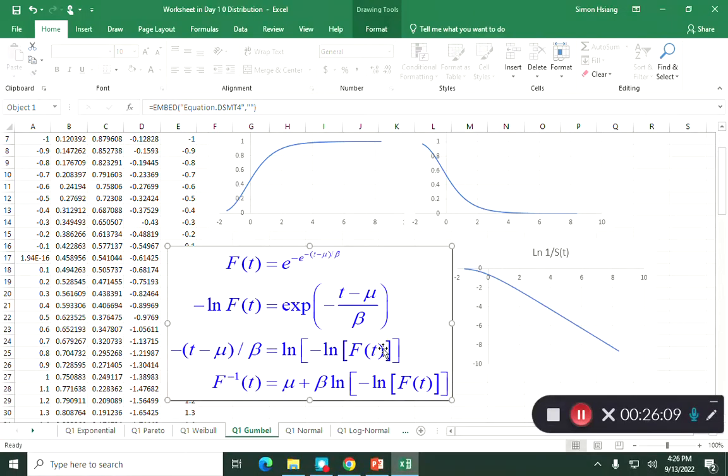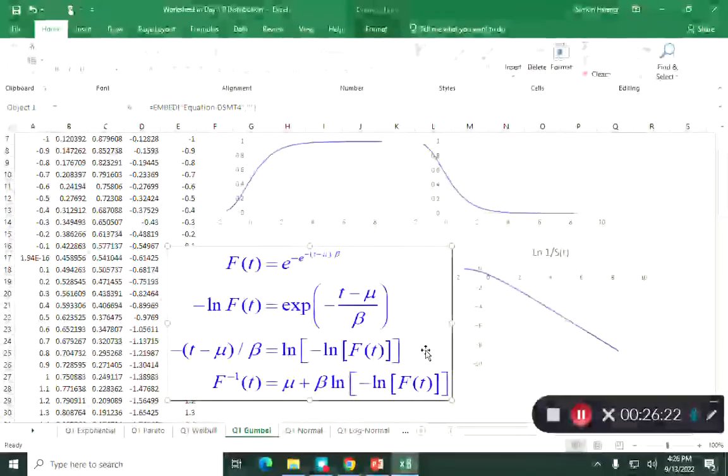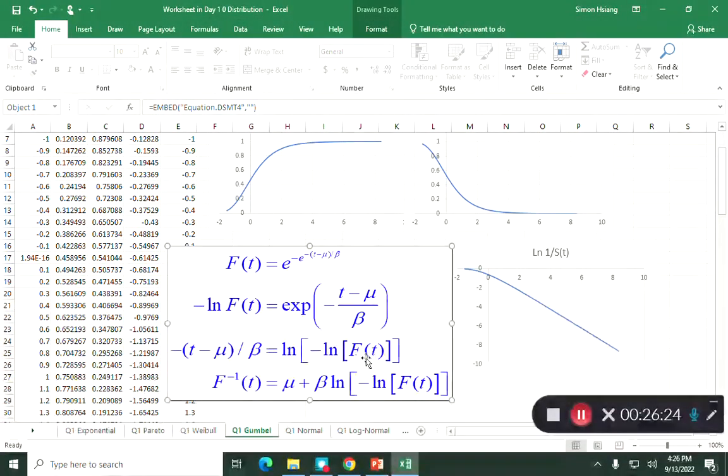So this side becomes log. You get rid of the exponential on this side. So this equation and this equation, second equation and third equation, you can generate. And finally, how to get rid of the t: bring the beta over here, bring the mu over here, so it becomes mu plus beta times log this. This is our fourth equation.